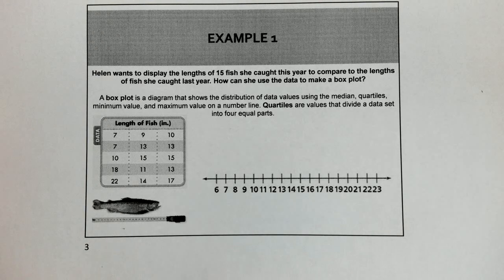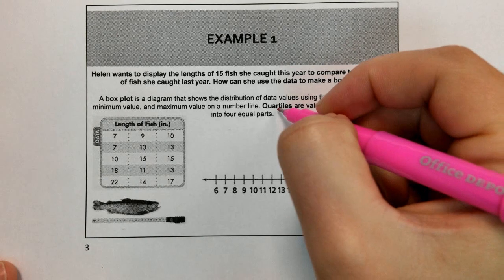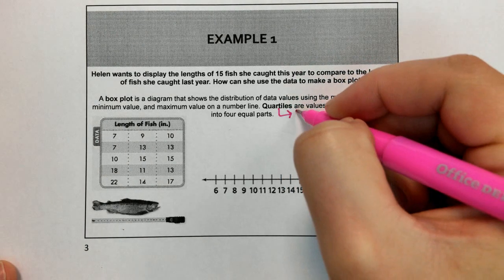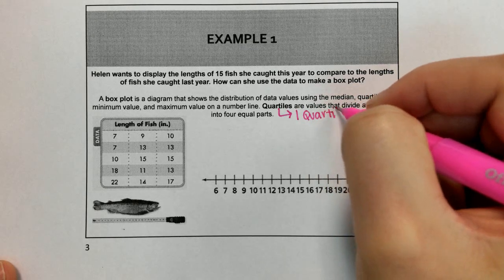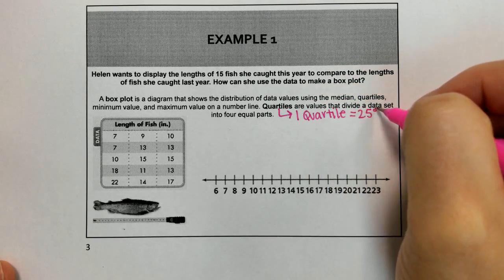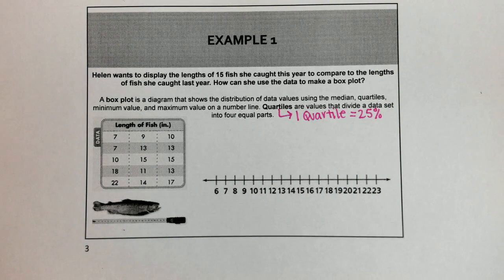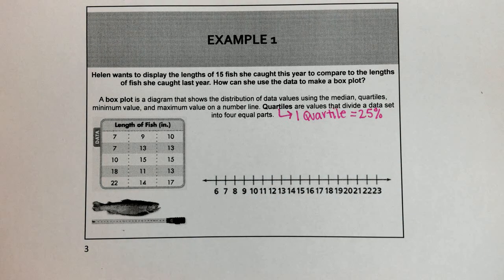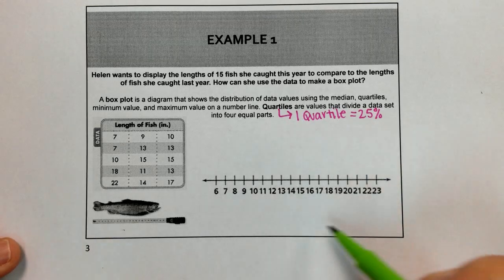When we divide something into 4 equal parts, we're going to be talking about percentages too. 1 quartile is going to represent 25%. So if I break something into 4 equal parts, each part is 25%. So 1 quartile is 25%, 2 quartiles, 50%, 3 quartiles, 75%, 4 quartiles, 100%. So the first thing that we want to do with our data here is organize it from least to greatest. I'm going to organize it from least to greatest down here.